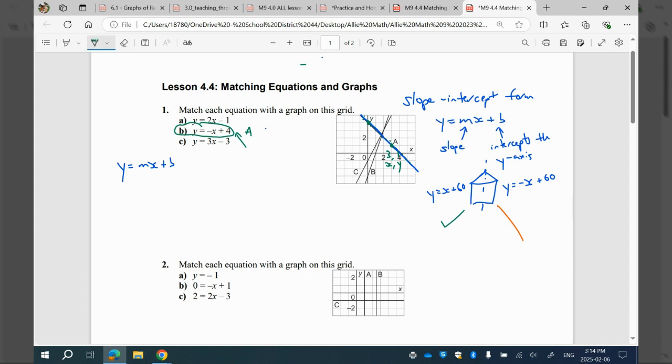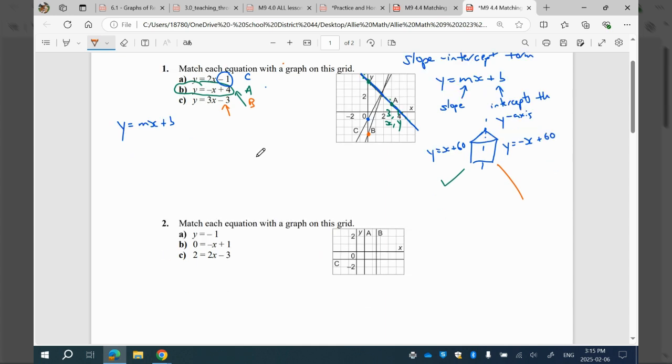Let's look at our next ones, and let's use our y-intercept form. Looks like we have a line that's intercepting at negative 1. We have the y-intercept at negative 1, so that's going to be line C. And then you can do a process of elimination, but it looks like this one is intercepting at negative 3, which is negative 3 right there, line B. Okay, so that's one way to do it.